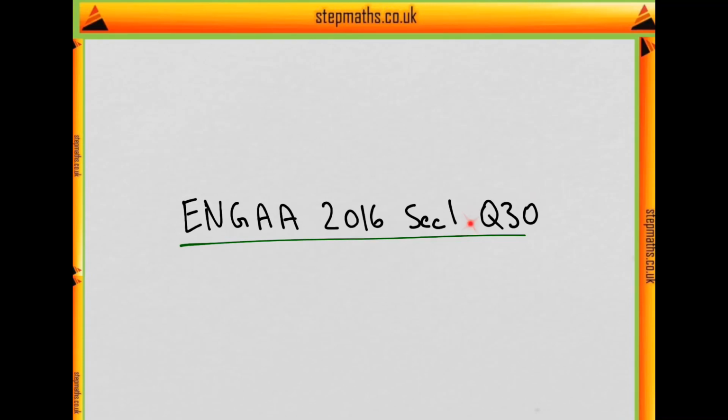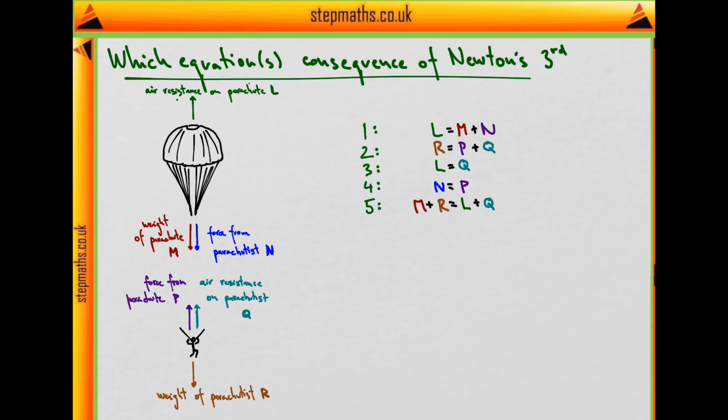In this video, we'll look at question 30 from the 2016 exam. So in this question, we have a parachutist and a parachute, obviously attached to one another, but here they are drawn separately, and three forces which act on each of them. The six forces in total.